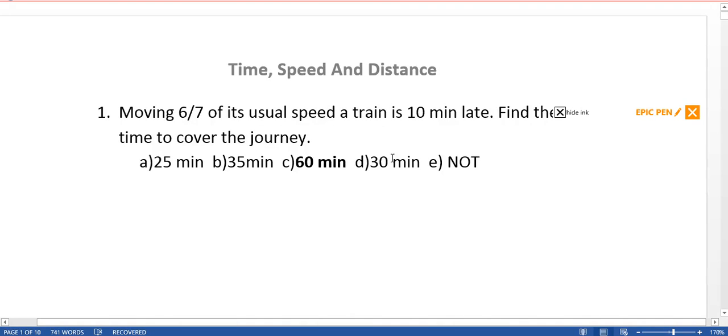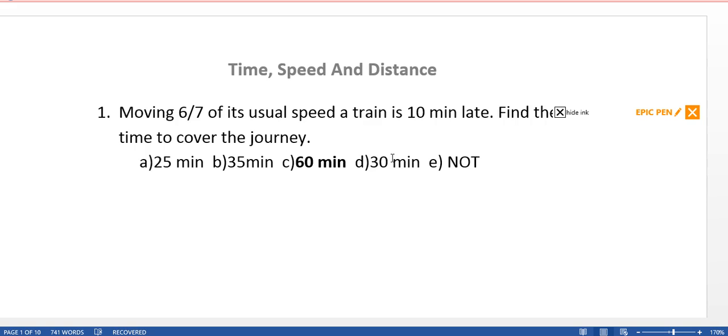Hi guys, this is Senthil, and what we are going to do today is learn time, speed and distance. This is actually a very simple topic once you get the concepts right. Basically all topics are like that. Once you get the concepts clear, every topic gets simple.